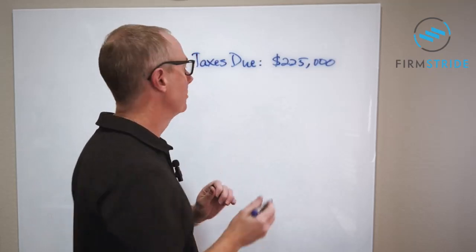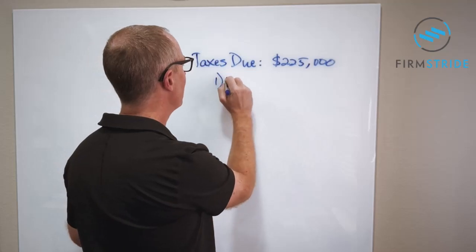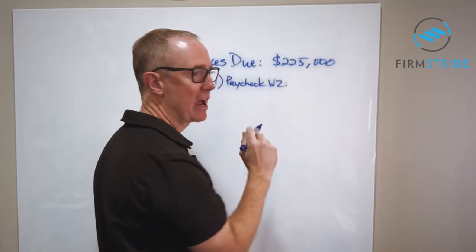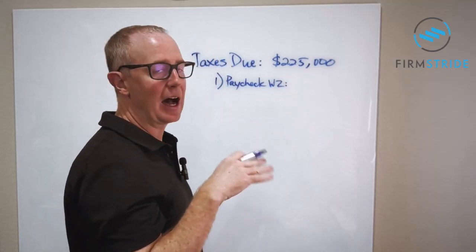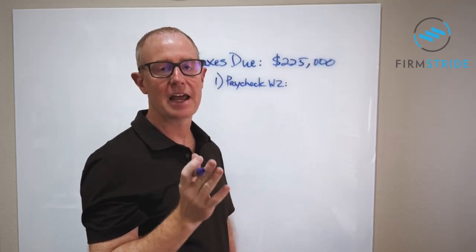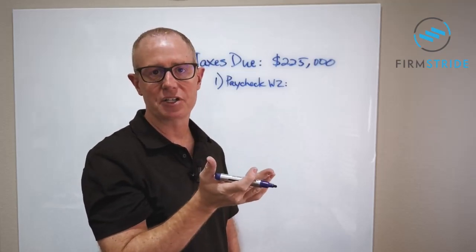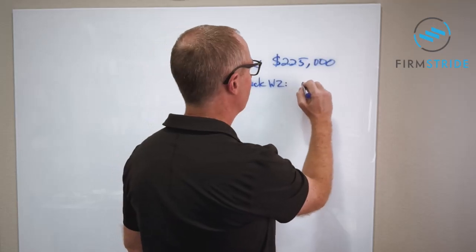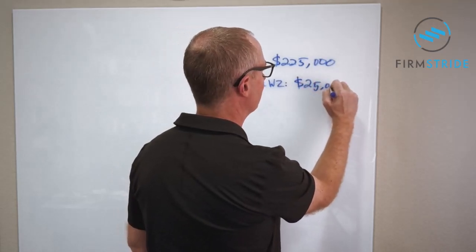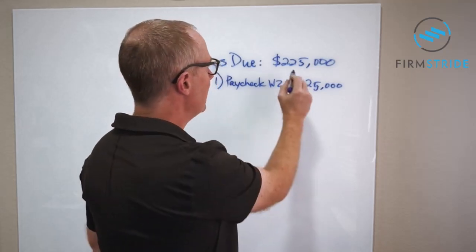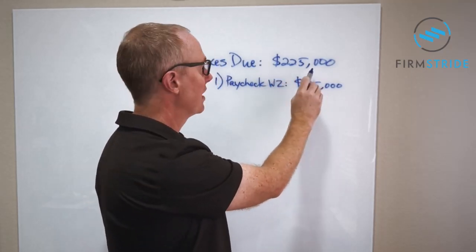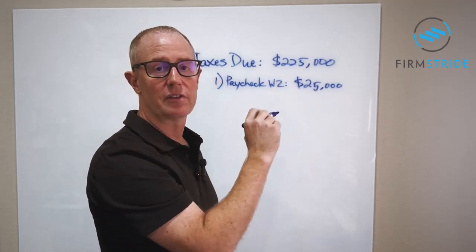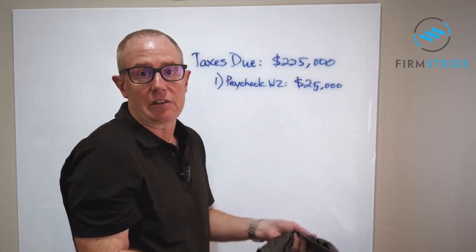Now, there's three ways you're going to pay these taxes over the year. So the first way is through your paycheck. This is your normal W-2, and it's going to be by the withholdings on your paycheck. Now, I don't know how much you're paying yourself on your pay stub and how much you're withholding. That's actually a whole tax strategy in itself. So let's just pretend, for the sake of learning this, that you're withholding $25,000 per year from your W-2 paycheck. So if you're going to owe $225,000, and you're going to pay $25,000 through your W-2, that means that there's $200,000 left that you have to figure out how to pay.